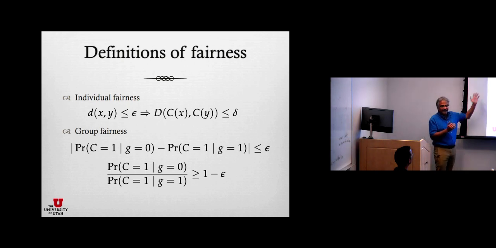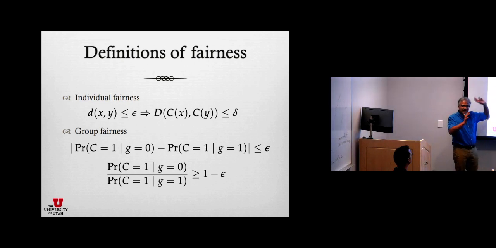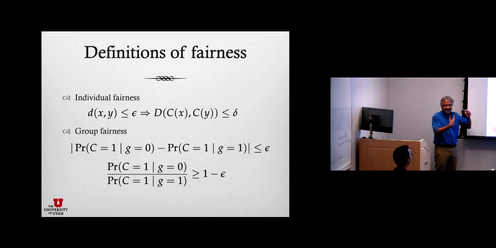So I want to formalize individual fairness. Remember I said individual fairness was that people who are similar should be treated similarly. If I define some distance function between people, which captures similarity, and that distance is small, then the treatment in their classification, once they're classified, should also be small. This is a perfectly reasonable definition. It's kind of like a Lipschitz-like condition on this function, and that defines individual fairness.